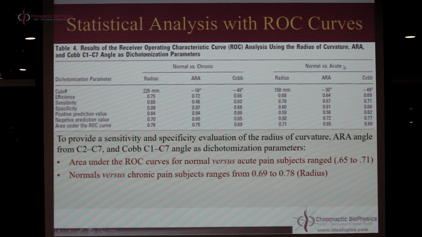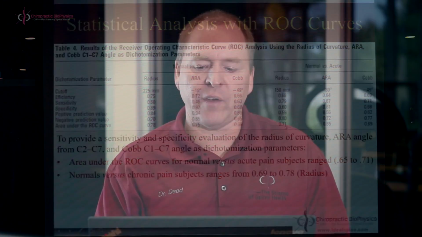And then normal versus acute, we're good, right? If you look at the averages, we're good here. Here we're moderate here. We're good here. Anything above 0.7 is what we want to see. So the ARA is a better dichotomous variable, and we're happy with it. It has good sensitivity and good specificity.